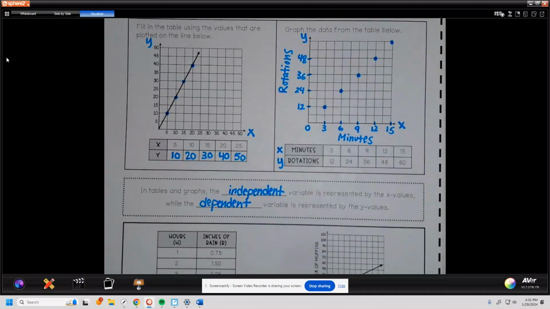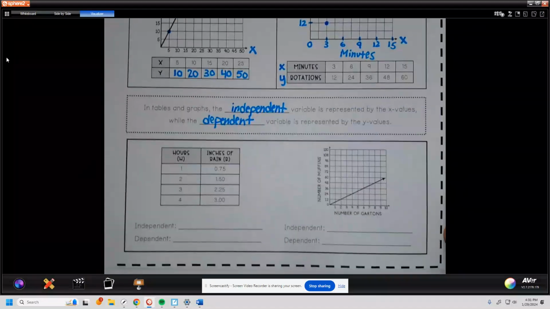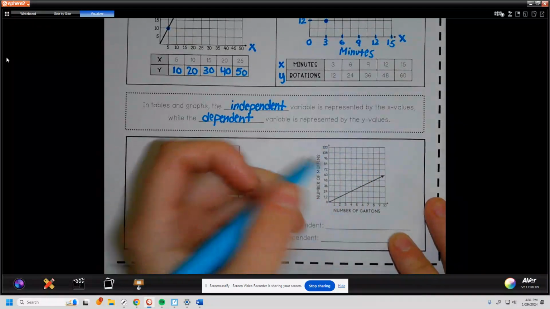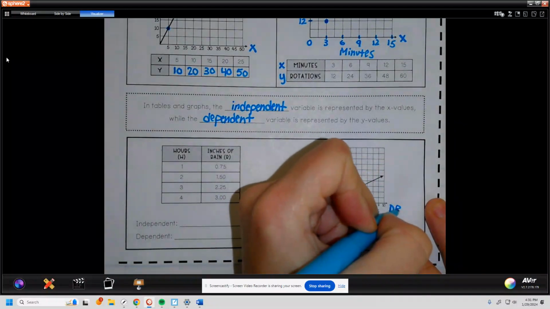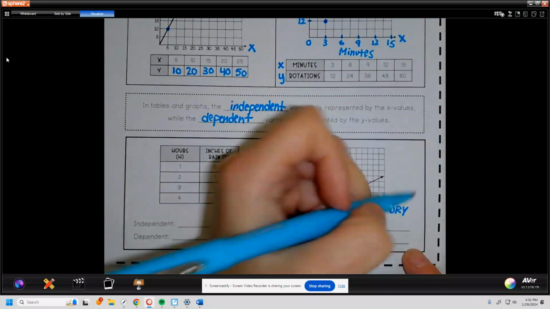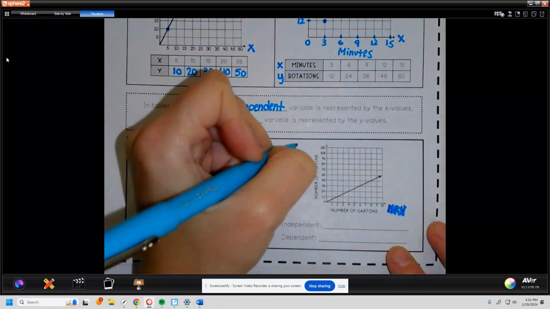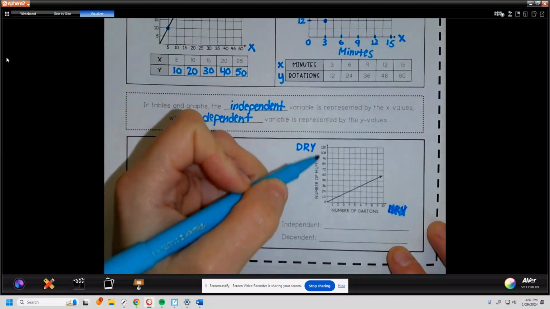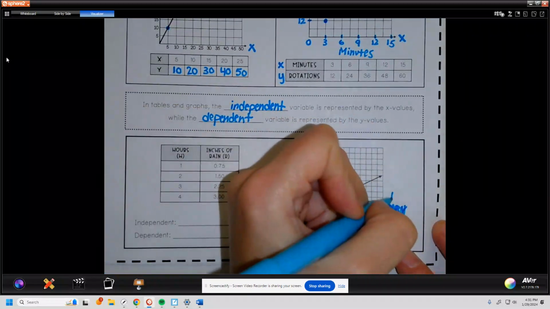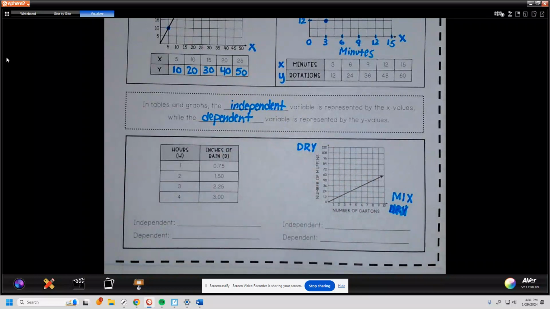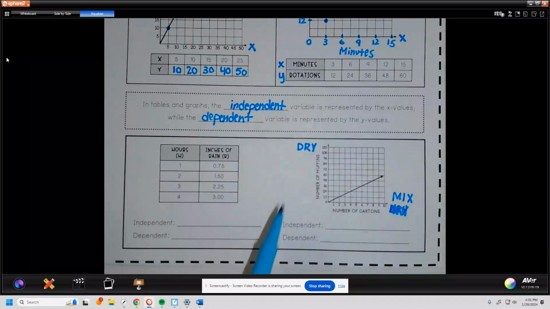I know if you have Miss Bishop, you have definitely heard of the saying dry mix. So that means dry goes down here. So dependent, oh no, I messed that up. That should be mixed, my bad. Dry goes up here. Dependent responding y-axis, so this is dry. Then mix would be manipulated, independent, x-axis. So that's going to help you out with this if you already know that.